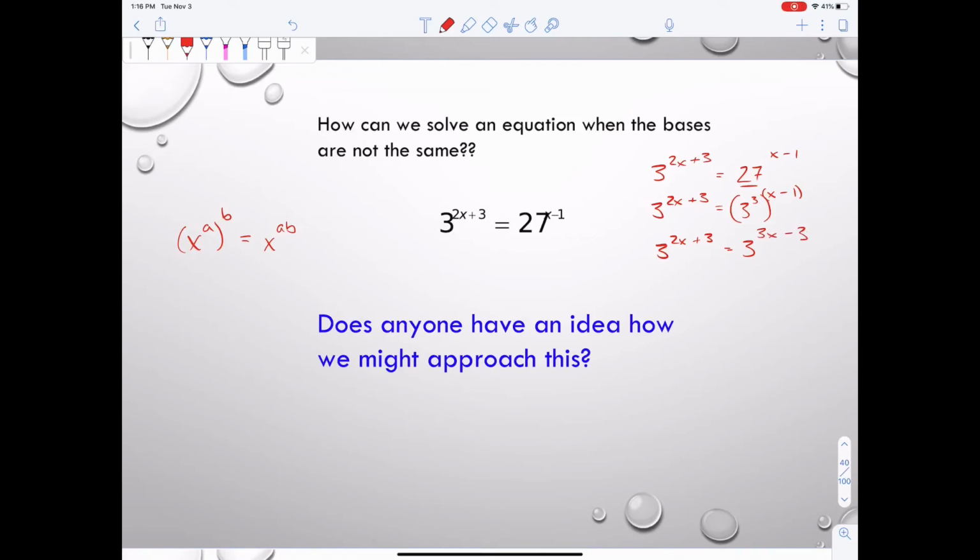Again, I have like bases, so I can set those exponents equal to one another. We have 2x plus 3 equals 3x minus 3. I'm going to subtract 3x on both sides. I'm going to have a negative x on the left, and when I subtract 3, that equals negative 6, or x equals positive 6. On the next slide, I've got this all typed out.